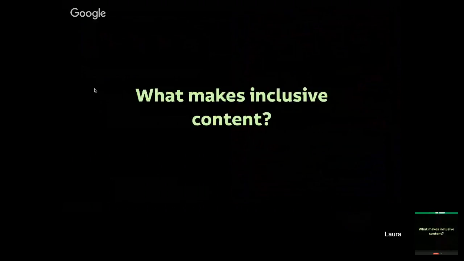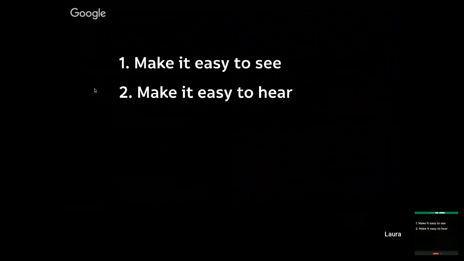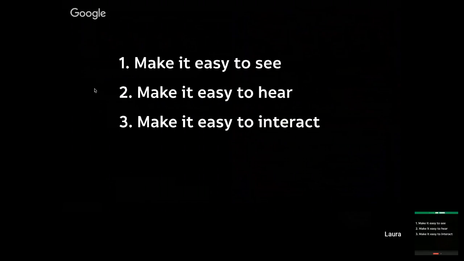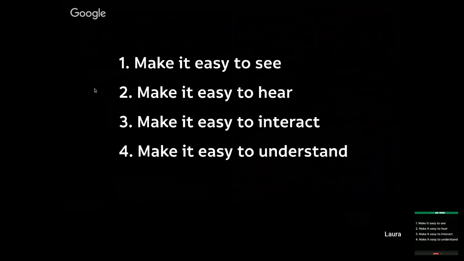So what makes for inclusive content? There are 4 broad parameters we need to consider when we're making our content accessible and things accessible in general. 1, we need to make it easy to see, accommodating visual needs. 2, make it easy to hear, accommodating auditory needs. 3, we need to make it easy to interact, accommodating motor needs. And 4, we need to make it easy to understand and accommodate those cognitive needs.